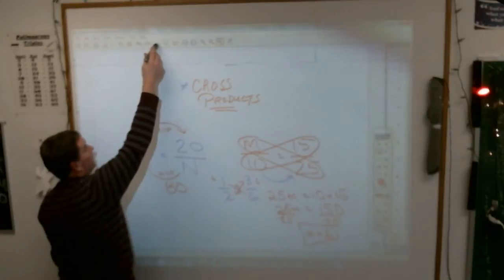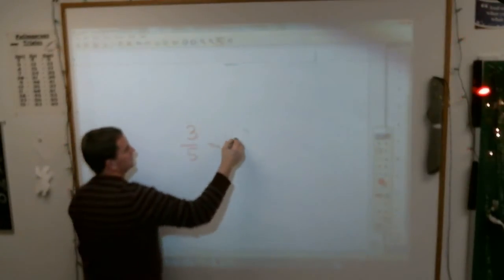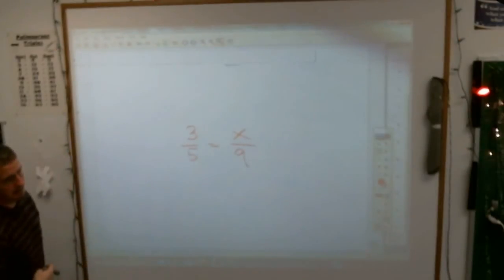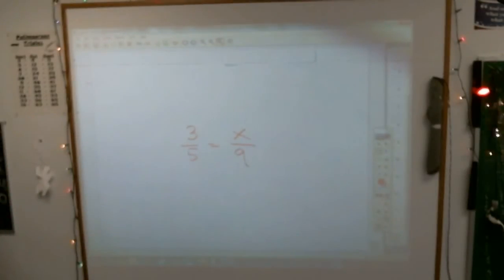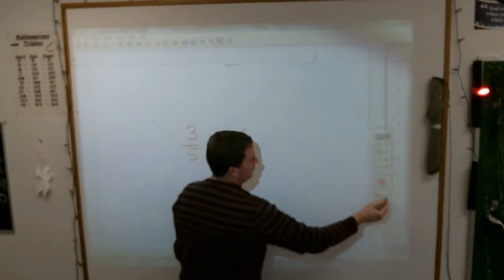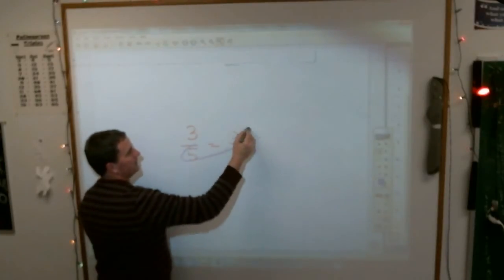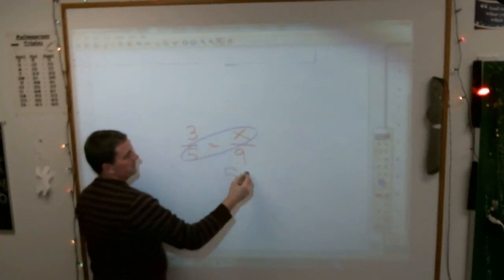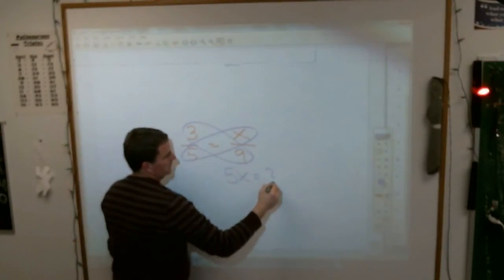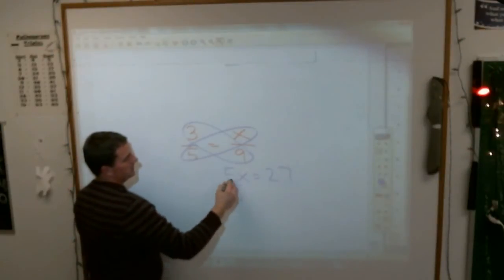I'm just going to pull one out of the air. What if you had 3 over 5 equals x over 9? Okay, that one does not work out at all. You're going to have to use cross products, which means 5 times x has to equal 9 times 3. And the answer then would be, divide both sides by 5.